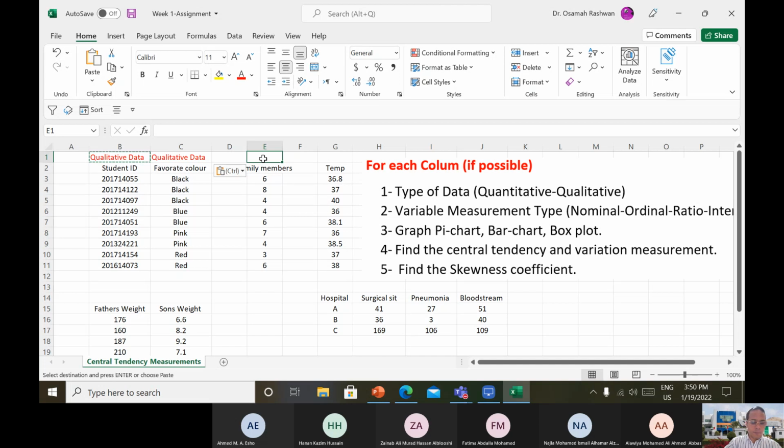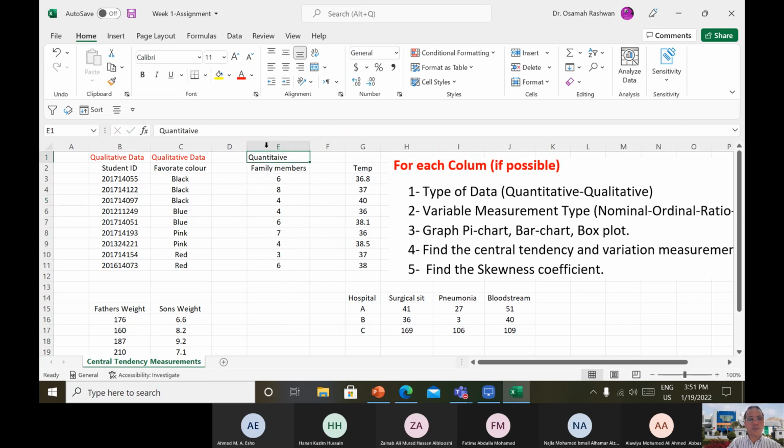What about family members? If you have 6 family members, 8, 4, is this quantitative or qualitative? Quantitative, yes. This is very important when you're making research or statistical analysis. You have to distinguish between your data types.